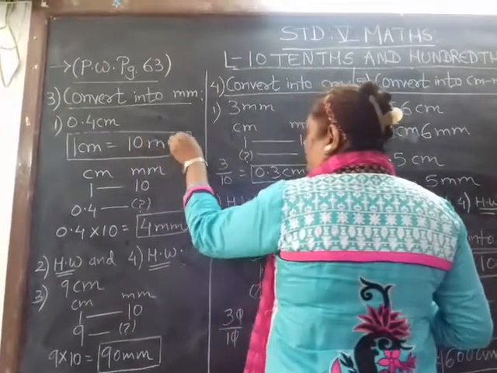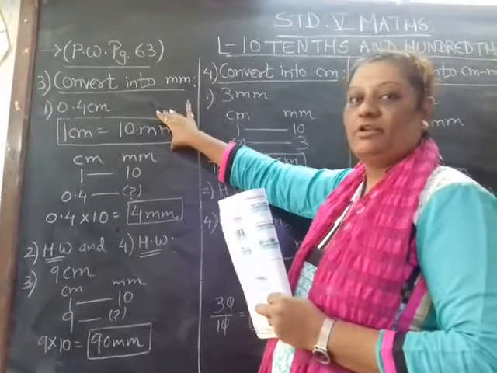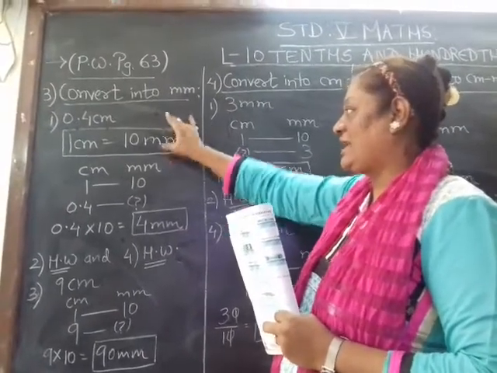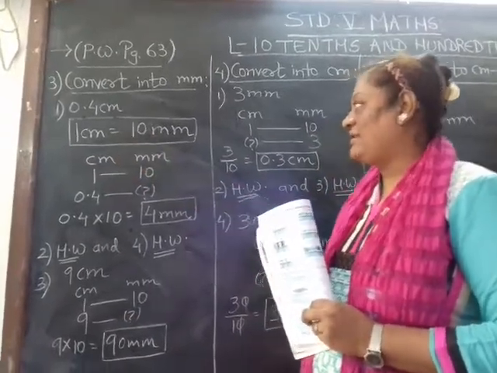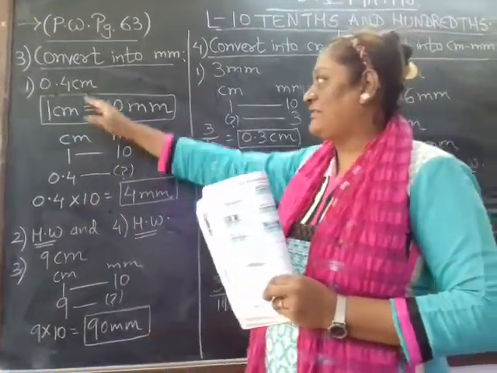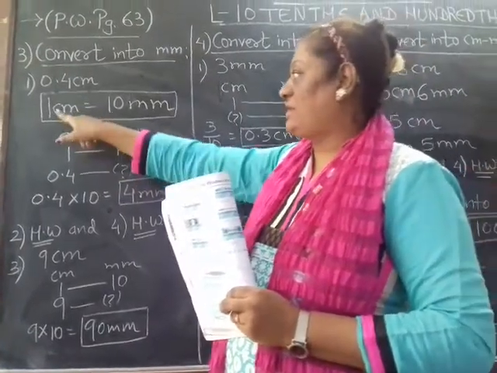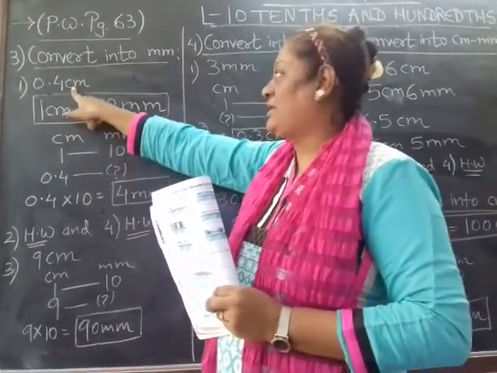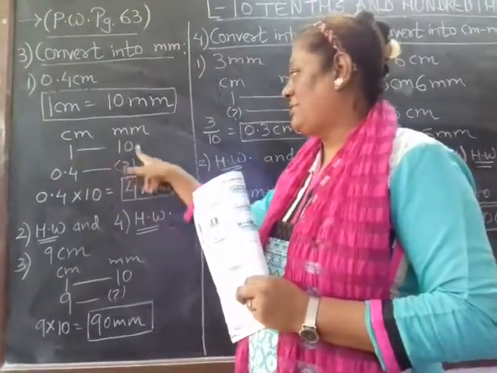Now, this is a fixed unit that I cannot change, and you also cannot change. This is a standard unit that you have to remember. So 1 centimeter makes 10 millimeter. Now I start with the sum. Centimeter and millimeter, two units are used for question number 3. In the question centimeter is given and you have to convert into millimeter. So 1 centimeter makes 10 millimeter.